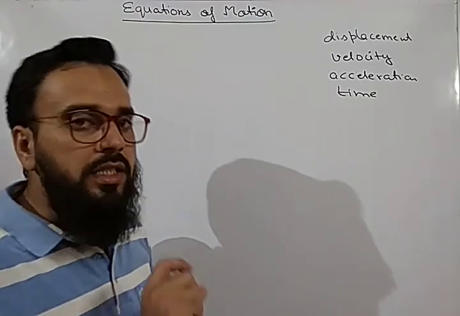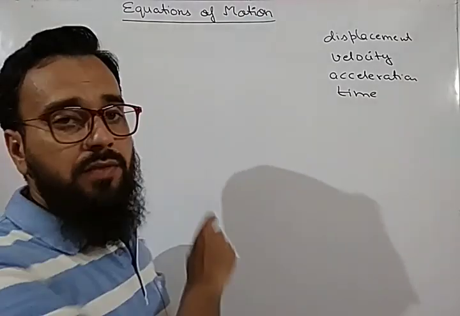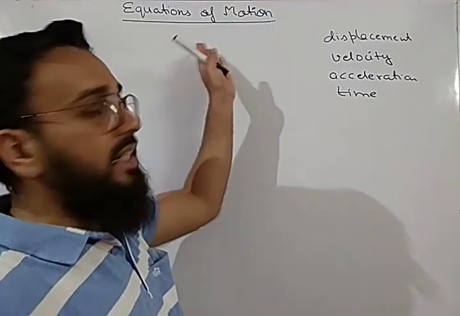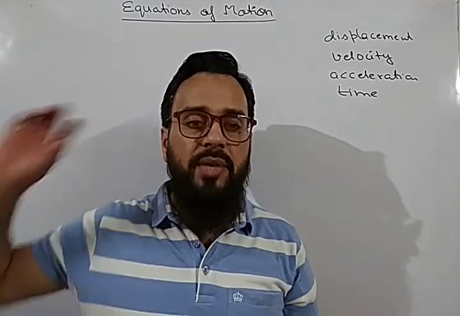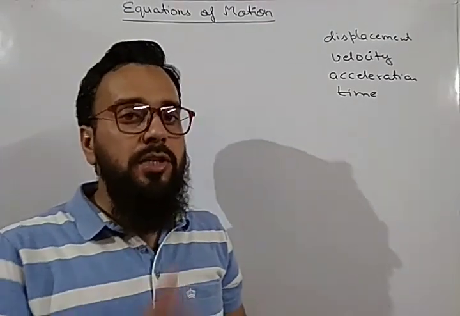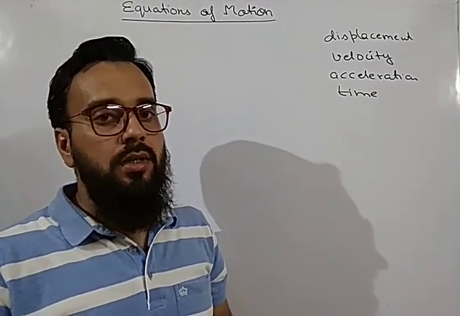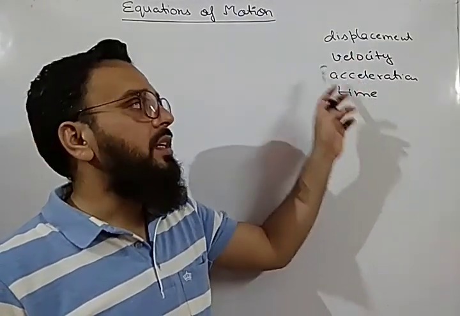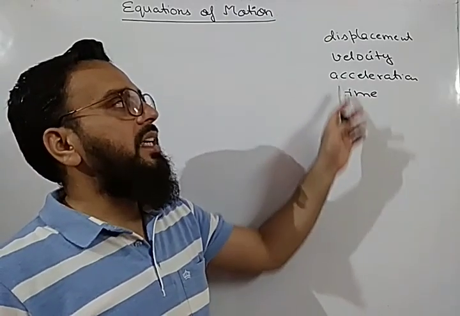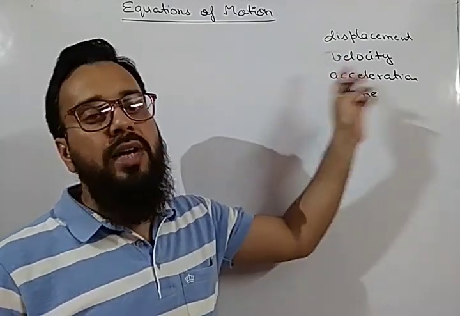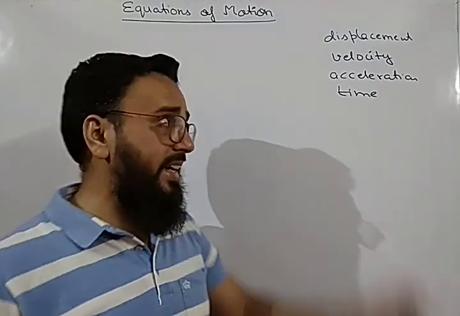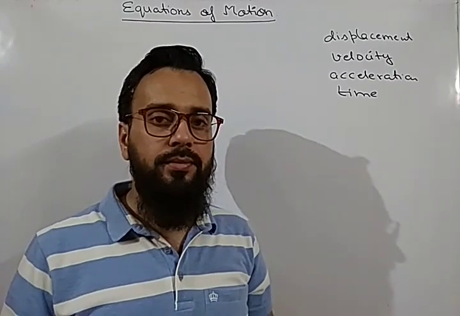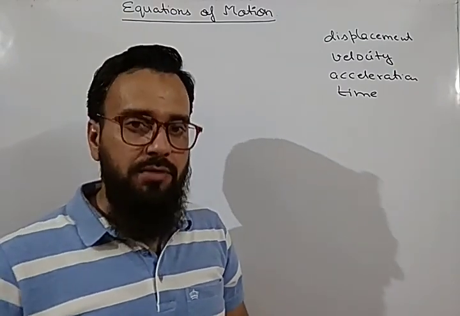So first, what are these equations? I am just writing these equations and then we will do the proof of them. And why are we deriving these equations? What is the main motive behind them? These equations will be used in finding out some other variables. Suppose you are given displacement, velocity and time, and you have to find acceleration, or you may be given displacement, acceleration, time, and you have to find velocity. So whenever you have to find any of the terms among these four terms, we will use equations of motion. That is the basic need of equations of motion.